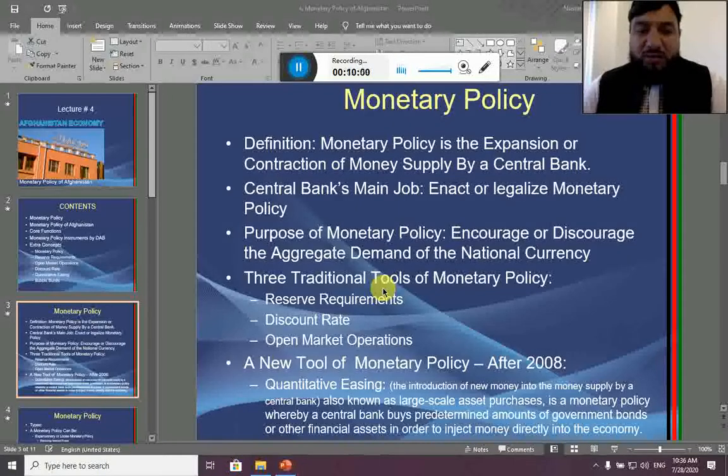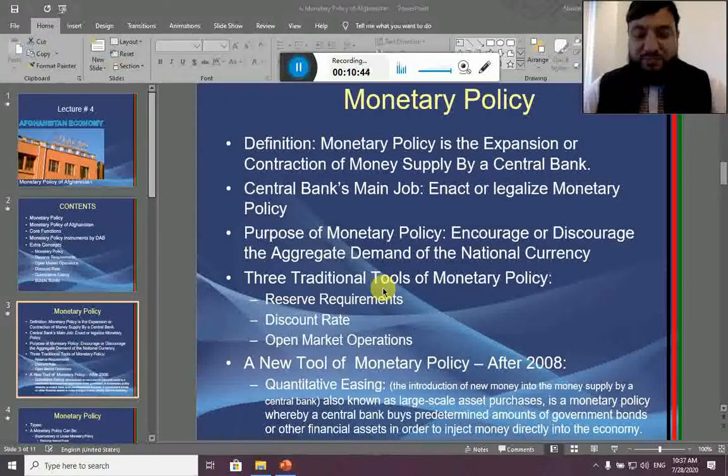Reserve requirement is basically one of the tools used by the central bank against all the other commercial banks. We all know that the central bank is the bank of the other banks in a country. So from the central bank side, there is a requirement for all the other banks to keep a definite amount of money in their wallets in order to fulfill sudden withdrawals from their customers.